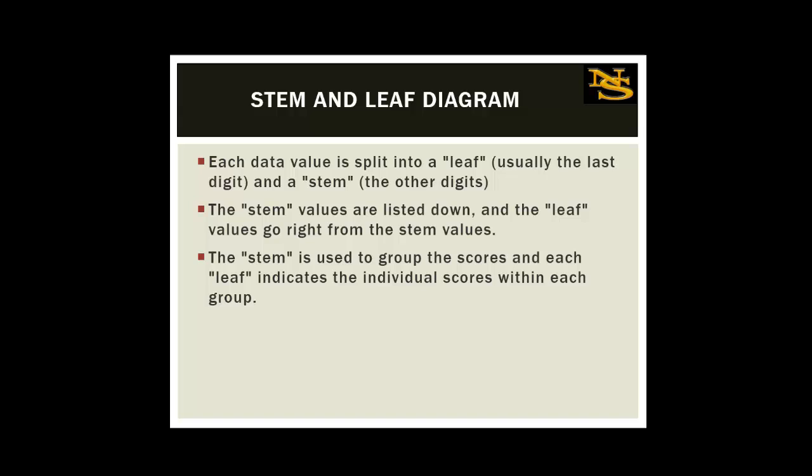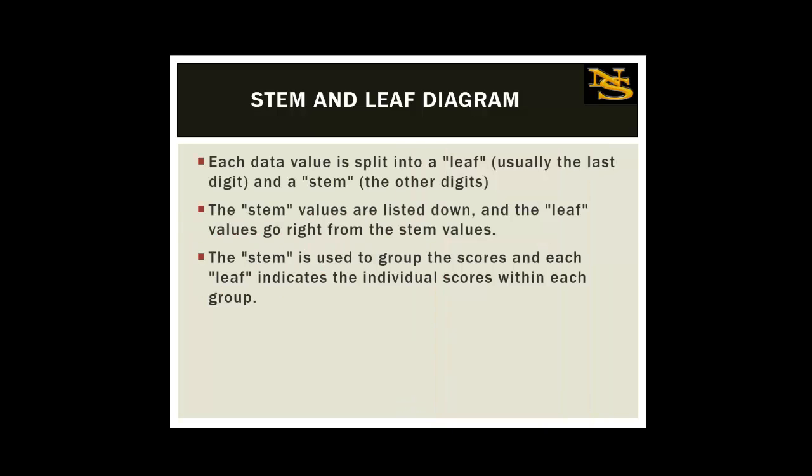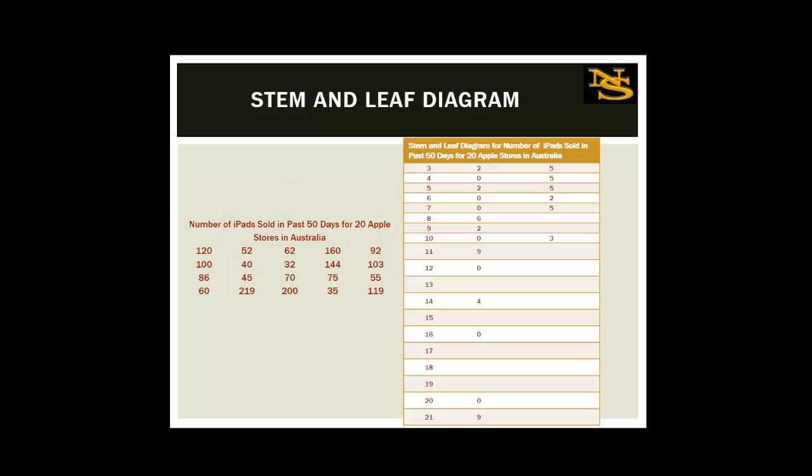So you can look at the description of how a stem and leaf diagram is created, but I find that it's much easier to just look at an example. Looking at the stem and leaf diagram, you can see that the leaf is usually the last digit. The leaves are the columns following the first column. These are our leaves here. And then the stem represents everything before the last digit.